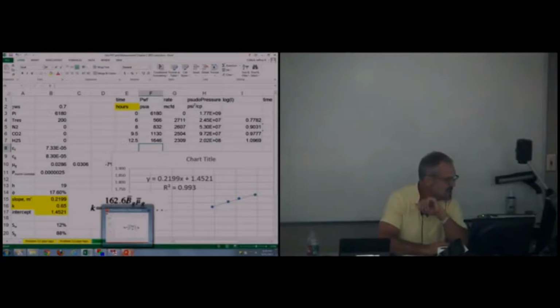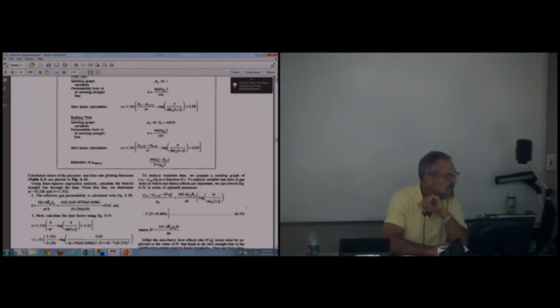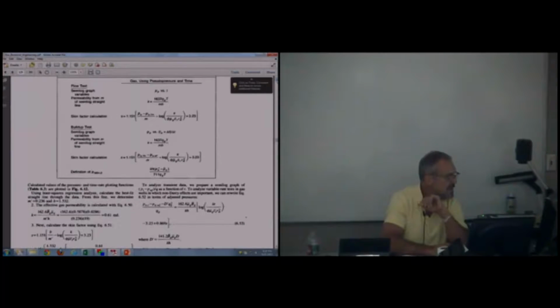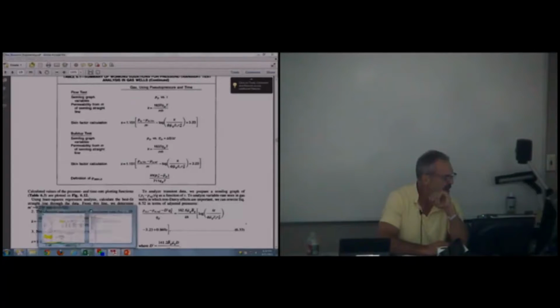In which case, we have the equation. We don't have rate in our equation because it's built into the slope. It'll be just 1637 T over MH. But I'll pick up there.